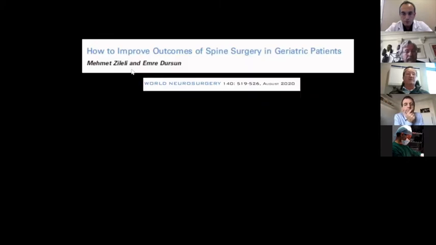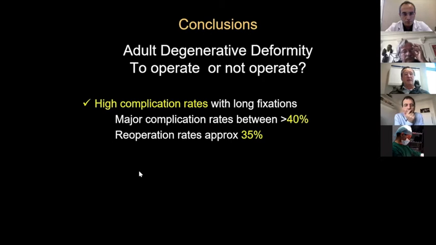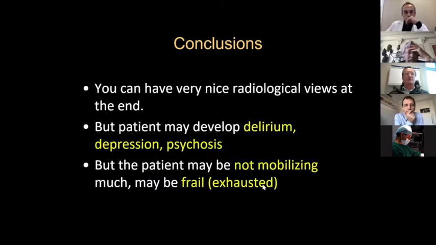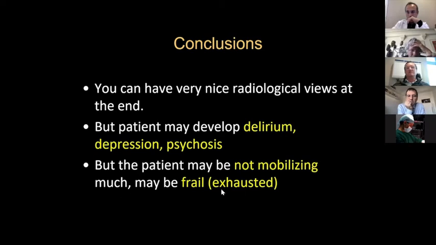We have defined in a recent review in World Neurosurgery how to improve outcomes in geriatric patients. The high complication rates are a big concern, and the reoperation rate is a big concern for those patients. And we must come to those conclusions. And I must admit that you can have very nice radiological views at the end, but the patient may develop delirium, depression, psychosis, and maybe not mobilize much, maybe frail, exhausted. Thank you for listening to me.